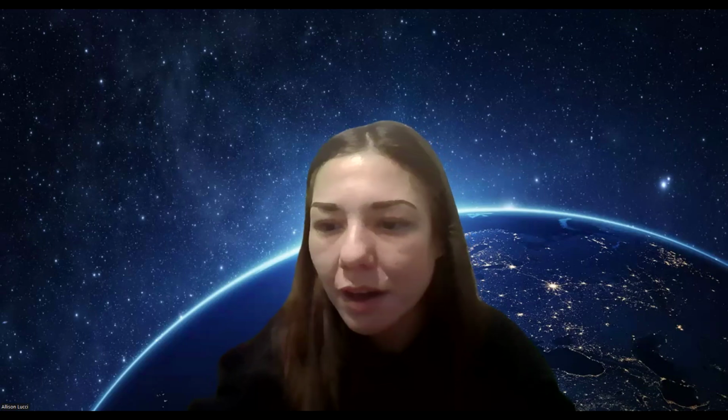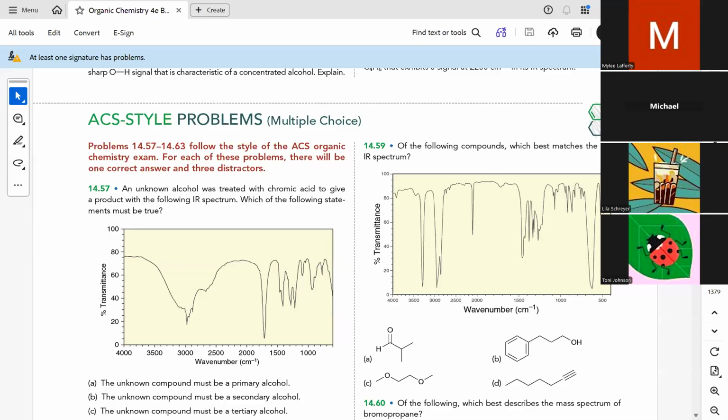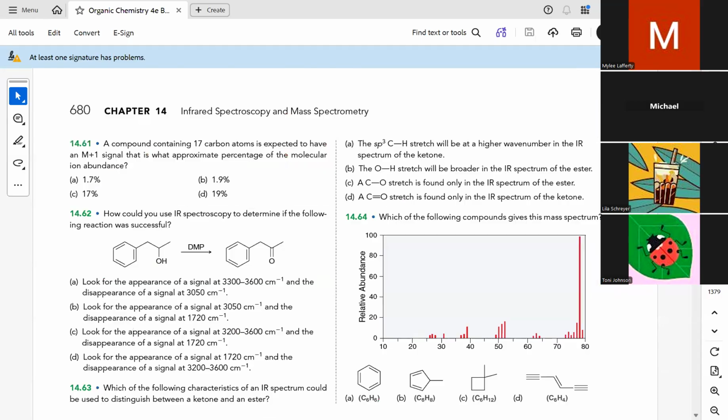Let me go out and back in. We'll do maybe one more here in IR and then maybe a couple in NMR, and then whatever time we have left, we can do some of the later chapters. Let's see here.